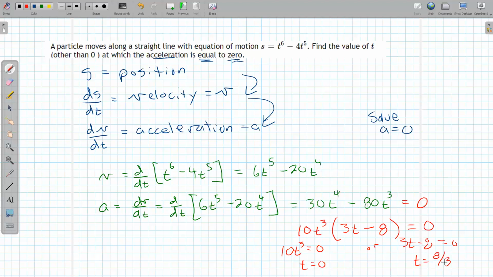So there are 2 points in the movement where the acceleration is 0: right at the beginning, and then 8/3 of a second or whatever we're doing later. Oh, and here it says other than 0. All right, so we don't want that one. Helps to read the fine print. So it looks like after it starts, the only time the acceleration is 0 is at 8/3 of a unit.